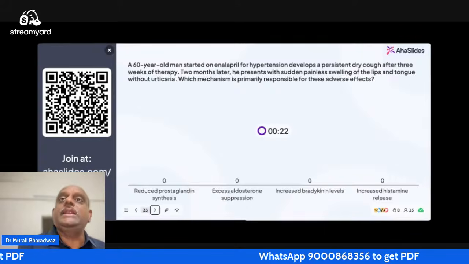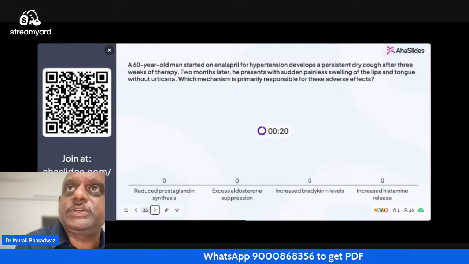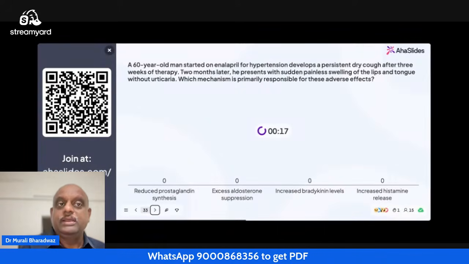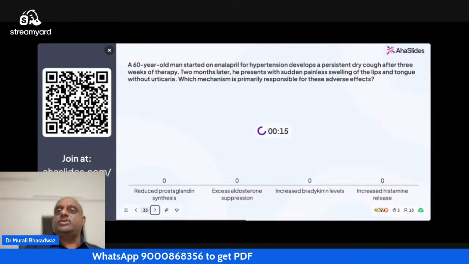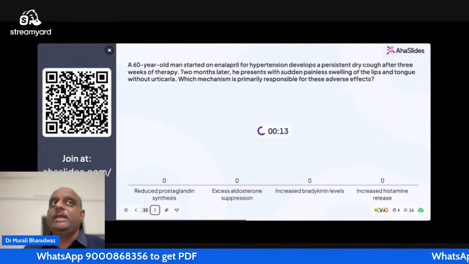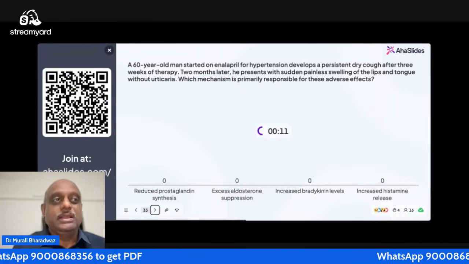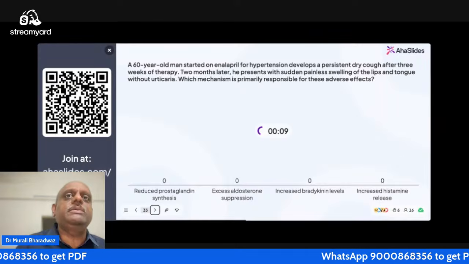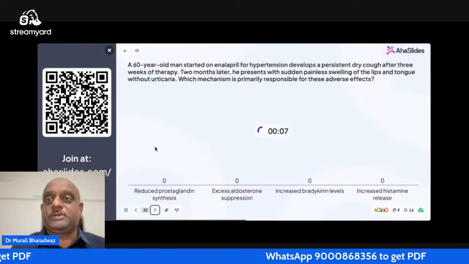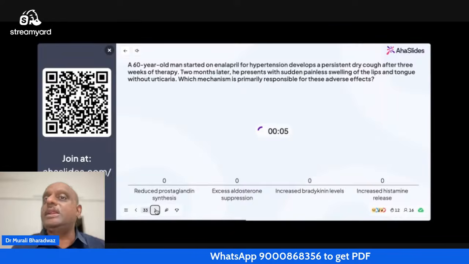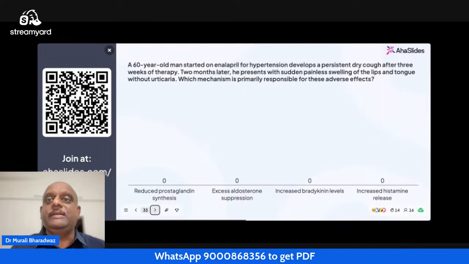A patient started on enalapril for hypertension has a persistent dry cough. What is the main reason for that, doctor, in anybody who is on an ACE inhibitor? Angiotensin converting enzyme is also required for some other purpose. Shoot your answer. I'm sure all of you will answer this correctly.